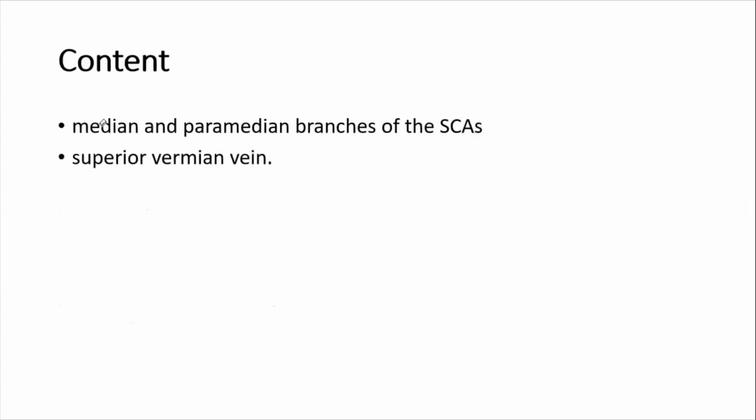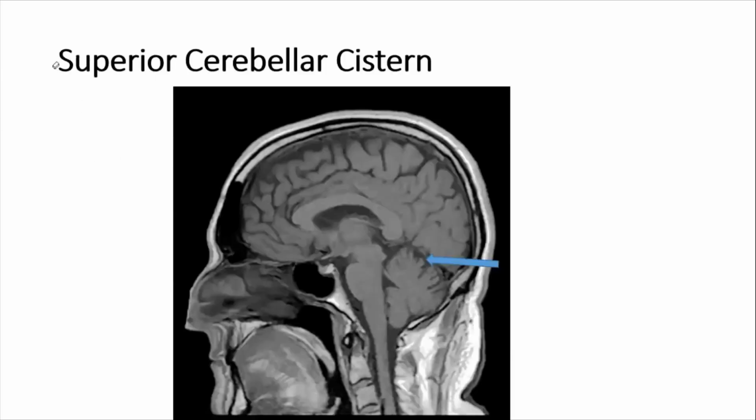The content of the superior cerebral cistern is the median and the paramedian branches of the superior cerebral arteries, as well as the superior vermian vein. On an MRI, the superior cerebral cistern can be visualized like this.